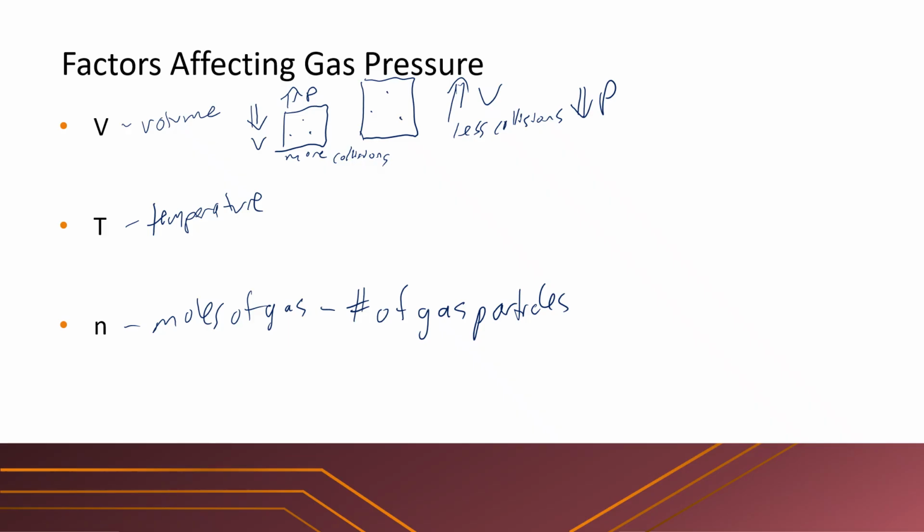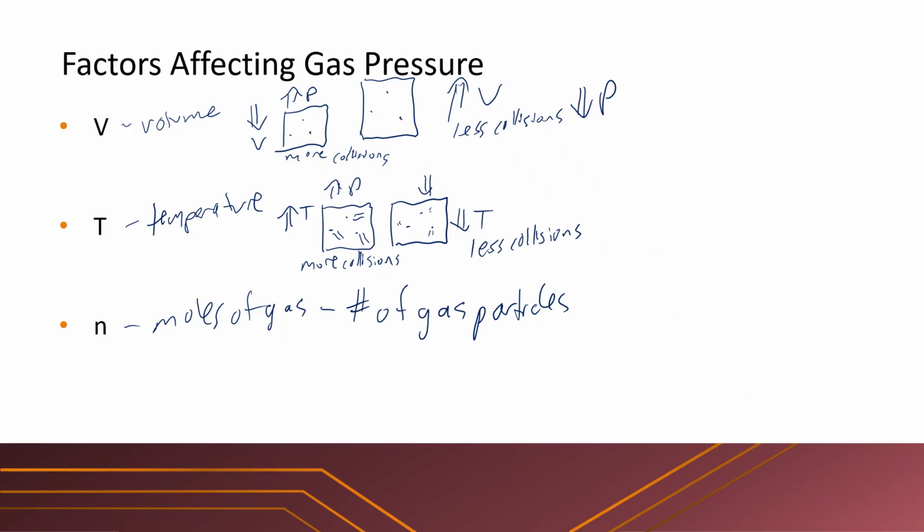Now let's talk about temperature. Let's assume that our 2 containers are identical. We have the same number of particles. But at a high temperature, they're moving faster. At a low temperature, they're moving slower. If they're moving faster, they're going to collide with the walls of the container more frequently and with greater force because they have more kinetic energy. At a lower temperature, they're going to collide less frequently and with less force, since they have less kinetic energy. So at higher temperature, they're going to have higher pressure, and at lower temperature, they're going to have lower pressure.